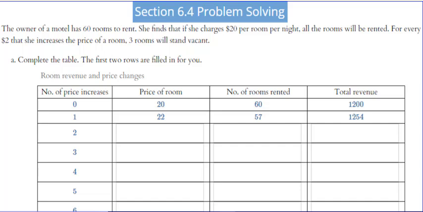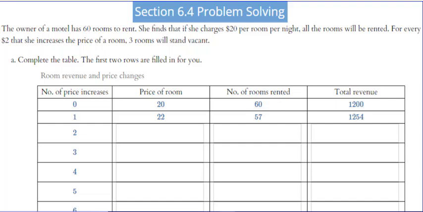Chapter 4, Section 6.4, Part 1. The owner of a hotel has 60 rooms to rent. She finds that if she charges $20 per room per night, all the rooms will be rented. For every $2 that she increases the price of a room, 3 rooms will stand vacant.